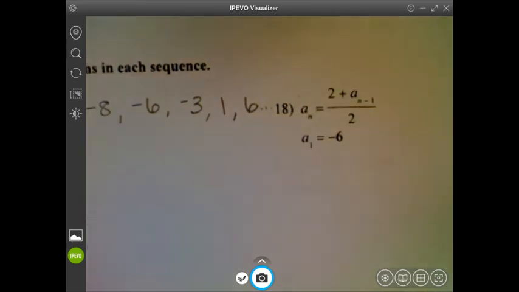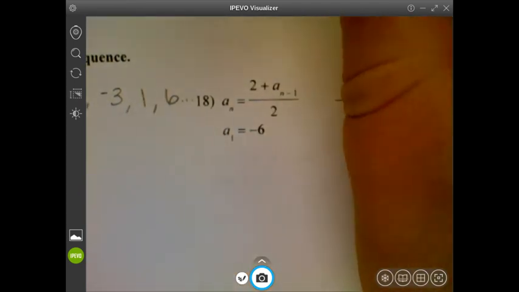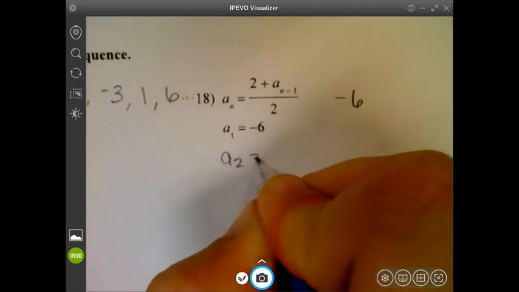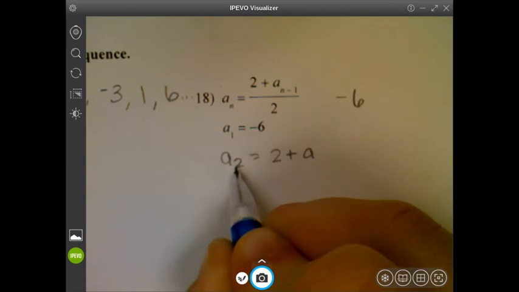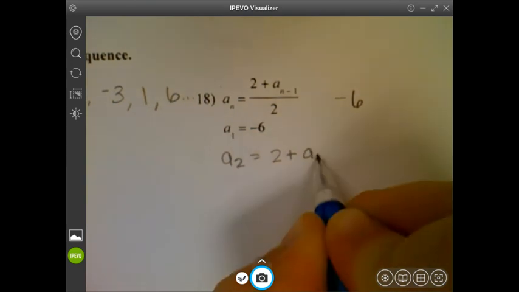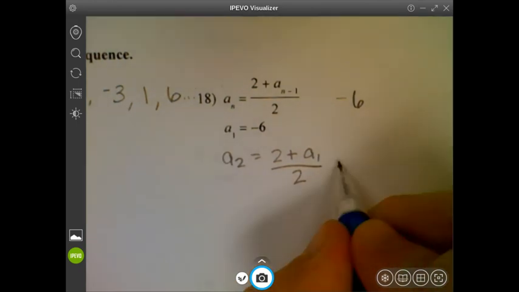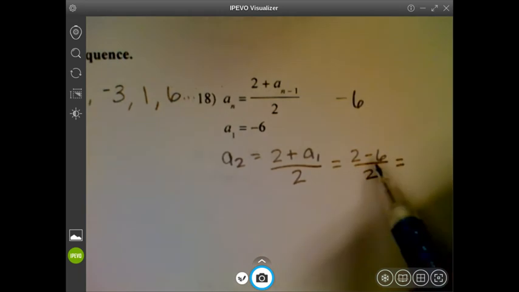All right, next one looks a little bit different. So we have our first term, it's negative 6. And then to find the second term, we're going to use this formula here. It'd be 2 plus a sub n minus 1. So if n is 2, we'll subtract 2 minus 1 is 1, so your first term, and then divide it by 2. So 2 minus 6 divided by 2.